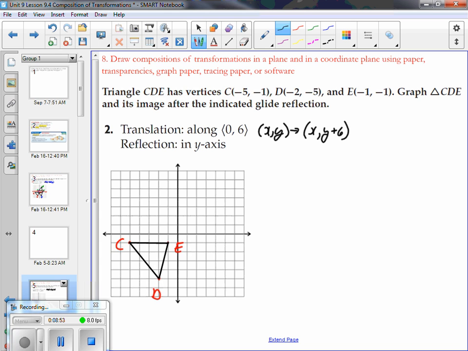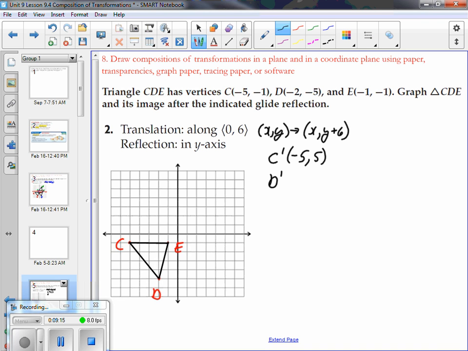Okay? So I can figure out the coordinates of C prime, D prime, and E prime without graphing it, can't I? So let's do that. So C prime, the x-coordinate stays the same, so it's -5. But for the y-coordinate, I add 6. So what's -1 + 6?